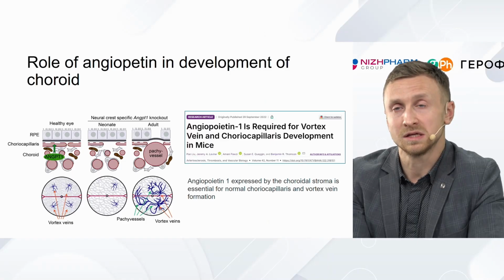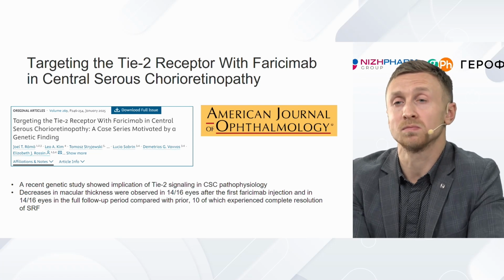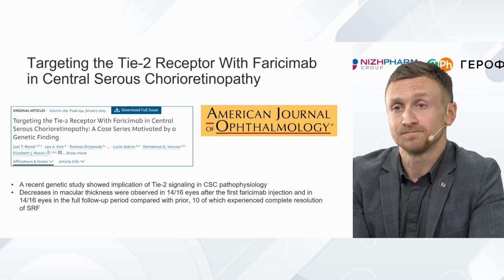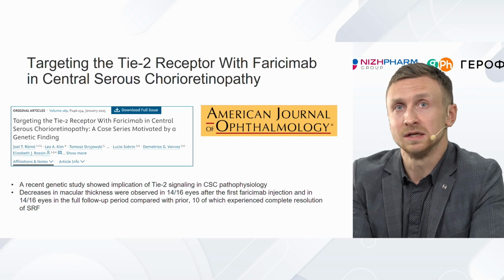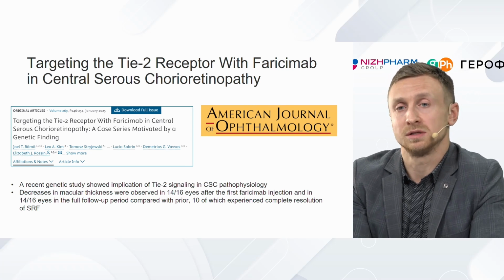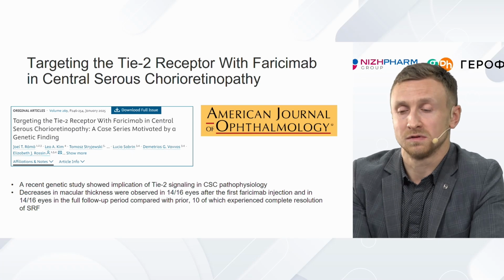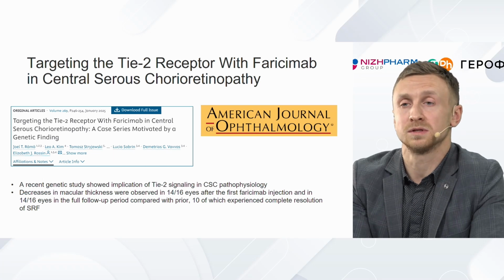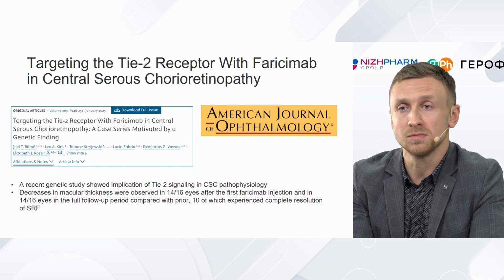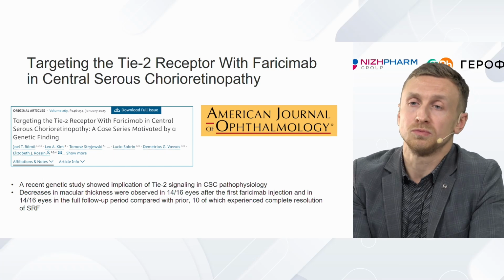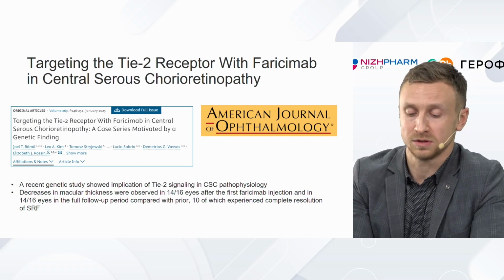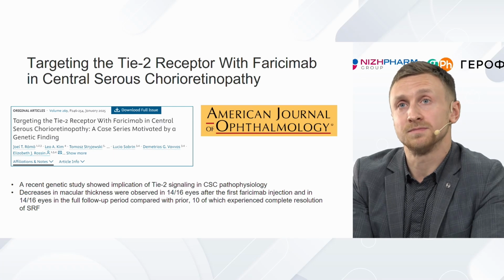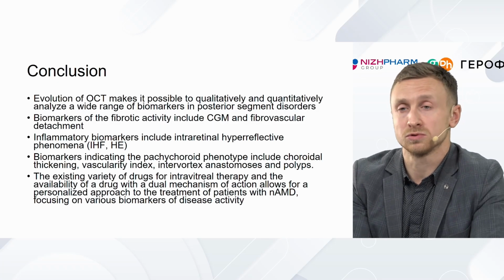And truly, if we get away from fundamental studies to clinical studies, we can appreciate that recent publications are telling us that targeting the Tie2 receptor with faricimab in central serous chorioretinopathy could give us very positive outcomes. And a decrease of macular thickness was observed in 14 out of 16 eyes. So that's a very fresh publication, American Journal of Ophthalmology. So the authors showed a very high percentage of patients with the decrease of amount of fluid and complete regression of subretinal fluid with the help of intravitreal treatment with faricimab.